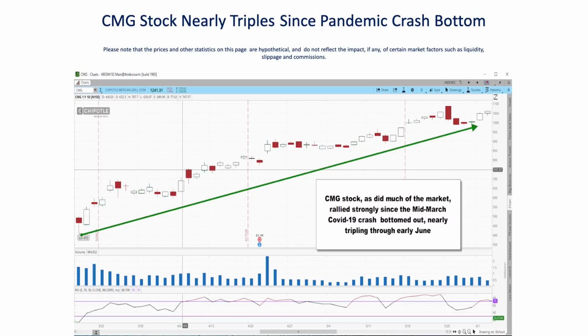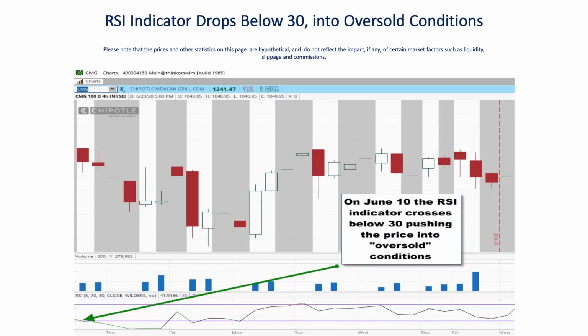Now, let's zero in on the first few weeks of June. And as you can see, CMG stock had temporarily pulled back, and as a result, it has crossed down below the 30 reading, which, as we mentioned, is generally regarded to be a bullish oversold condition.